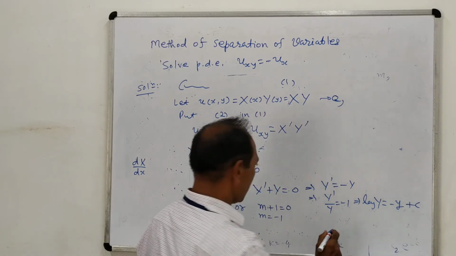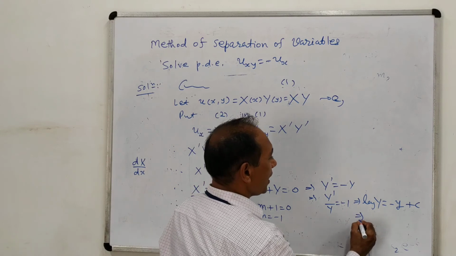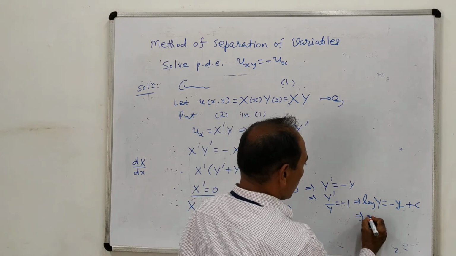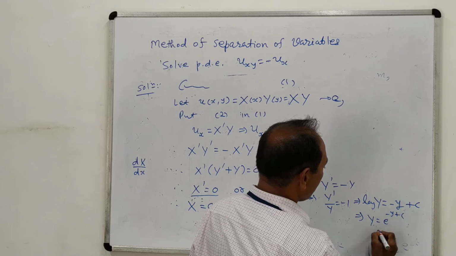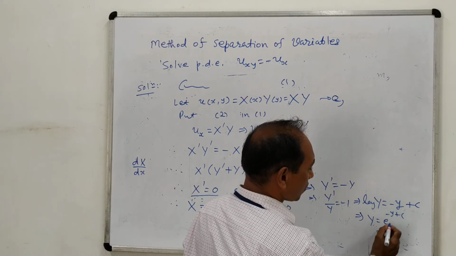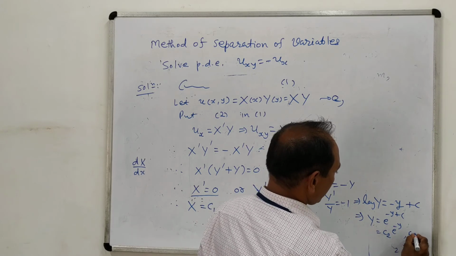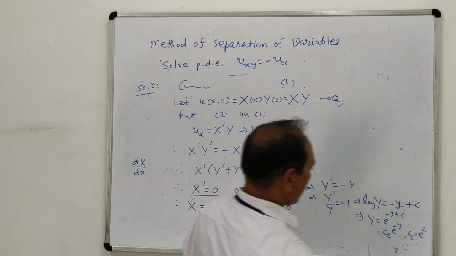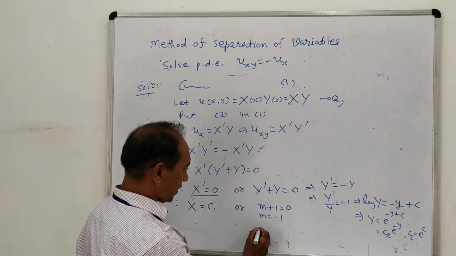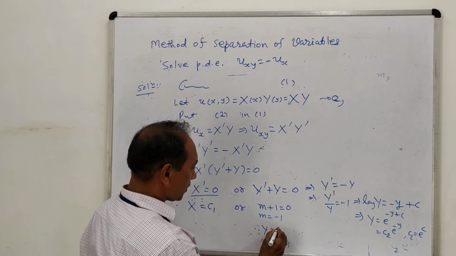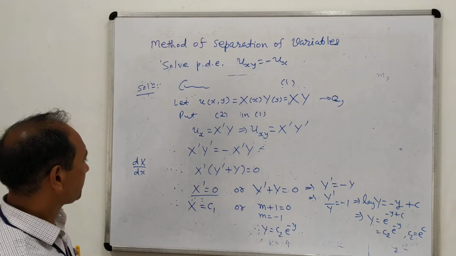Here I have not written c2 because after some process we need to write the constant as c2. So Y equal to e raised to minus y plus c. Now you can see that here e raised to c into e raised to minus y, but e raised to c we denote by c2. So again here also we can write from this, therefore Y equal to c2 e raised to minus y. Directly we can obtain the solution.